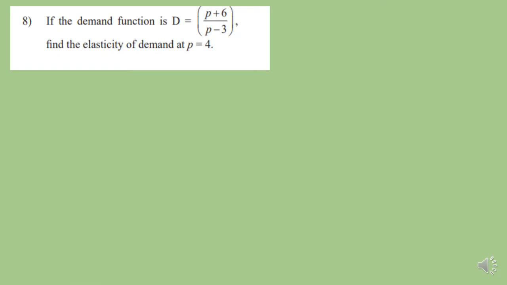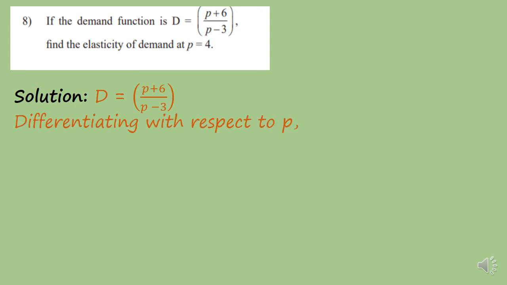In the next sum, the question is this way: if the demand function is D = (p + 6)/(p - 3), find the elasticity of demand at p = 4. Let us see how to solve it. Now demand is given as a function of price over here, that is D = (p + 6)/(p - 3), where p is the price. We find the derivative, that is we differentiate D with respect to p. So we find actually dD/dp.